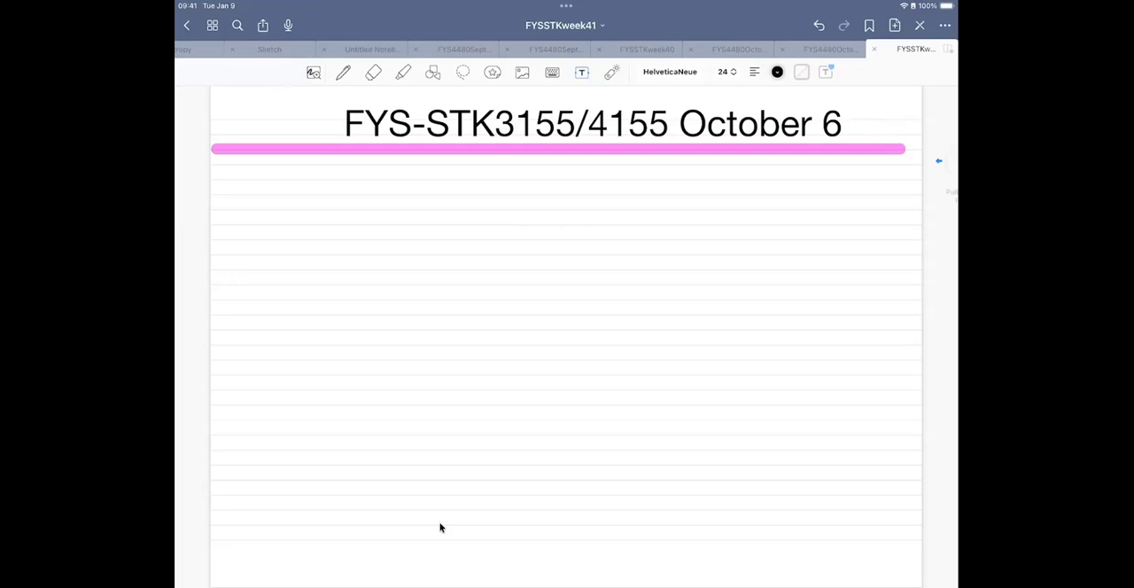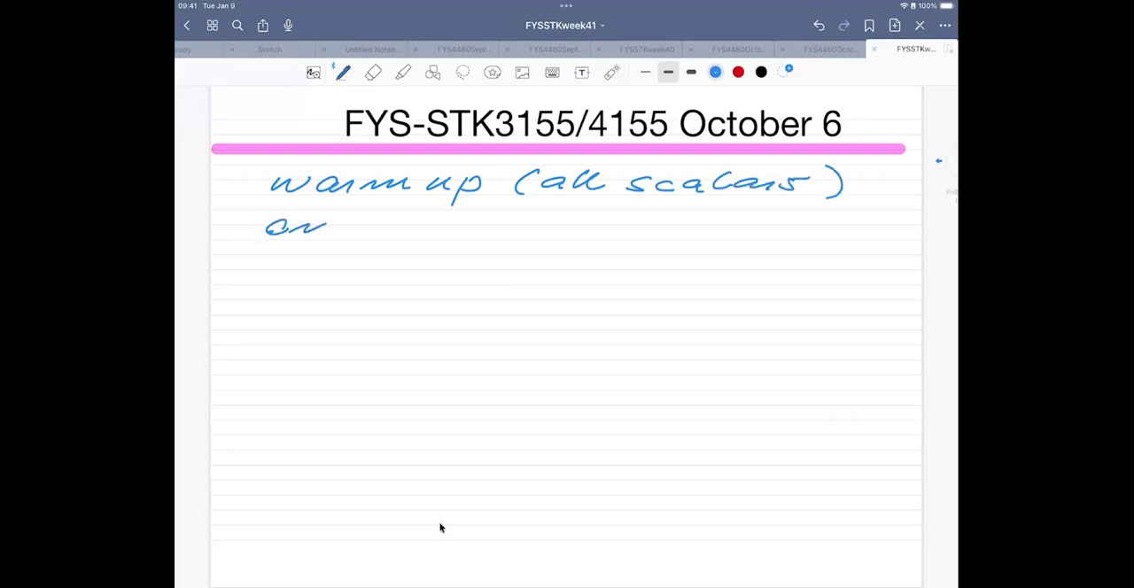So let's now look at a very simple case. This is our warm-up exercise. This is a case with all scalars. No vectors, no matrices, whatever. And this is what we would call a one perceptron model, or simple perceptron model, which means no hidden layers.